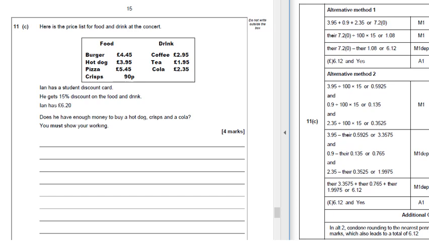Here's a price list for food and drink at the concert. Ian has a student discount card. He gets 50% discount on food and drinks. That's good. It's on both of them. Ian has £6.20. Does he have enough money to buy a hot dog, crisps, and a cola? He gets 50% discount. So I'm going to add them up first.